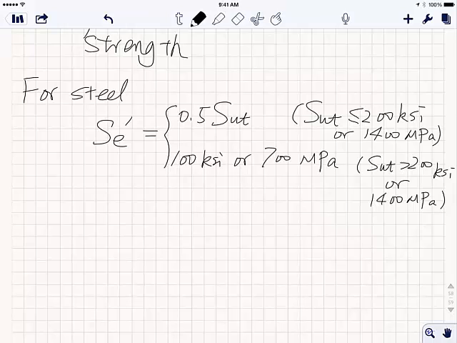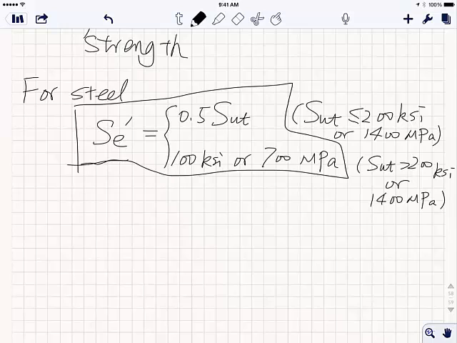So this is a new concept, Se, and we will be using this to guide our designs of shaft or other components we're going to do in the rest of the class. So we're doing dynamic loading. Dynamic loading, in other words, is going to cause fatigue. In other words, fatigue is dynamic failure.